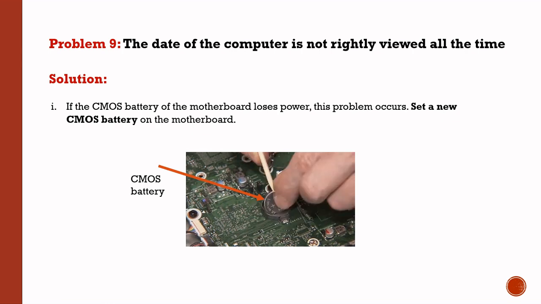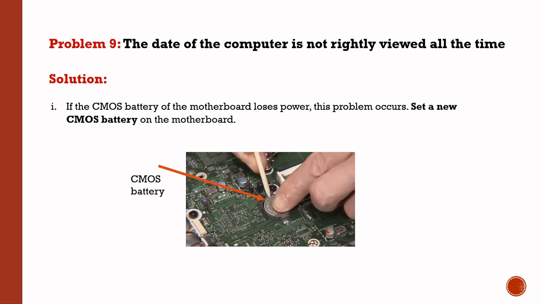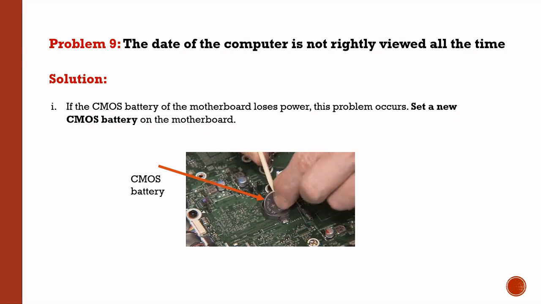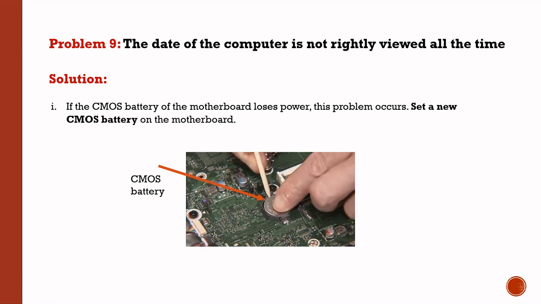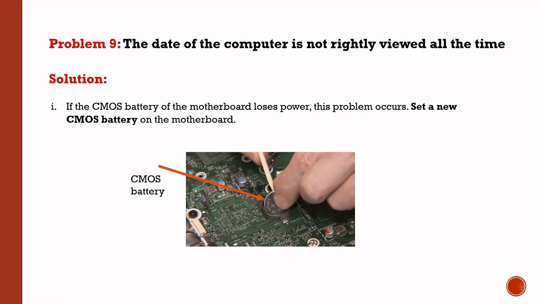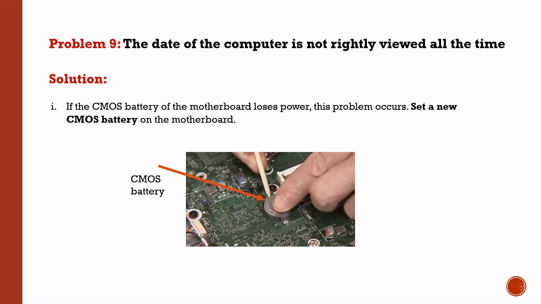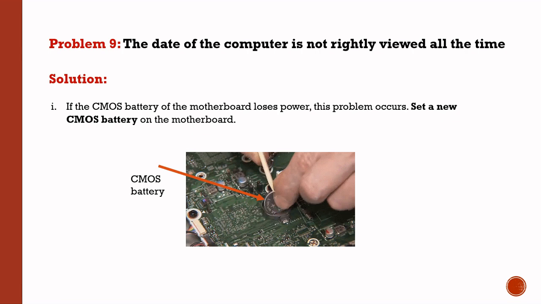And what is the CMOS chip? What does it do? The CMOS chip has the information about the system's configuration, such as hard disks, date and time. Normally it provides the real-time clock, and our problem is that the date is not properly showing. So what does it mean? It means our CMOS battery has to be changed. The motherboard loses power, so we have to set a new one.